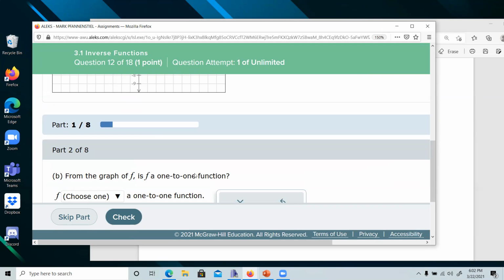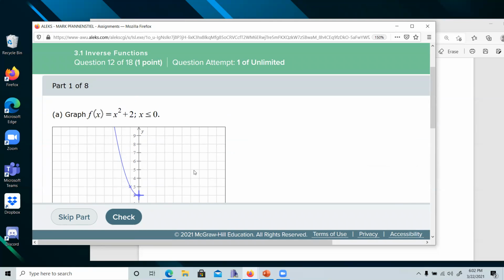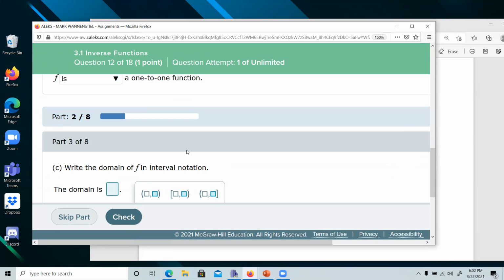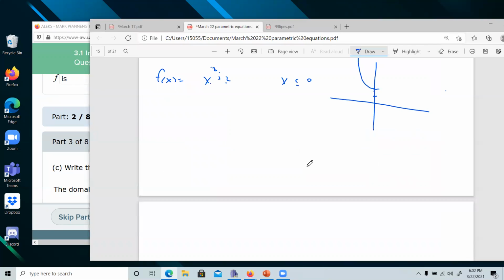From this graph, is it a one-to-one function? Sure is. Passes the horizontal line test. We're good. Okay, write the domain of f in interval notation. So my domain, -infinity up to 0. What's my range? I think that's going to come next. We have bracket because it actually hits. It hits 2 off to infinity.